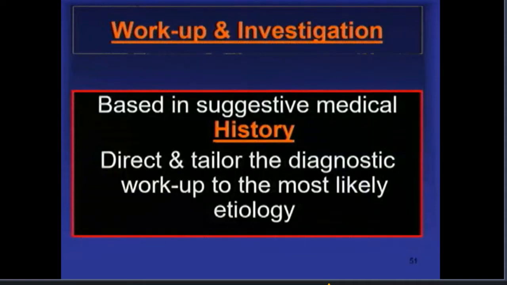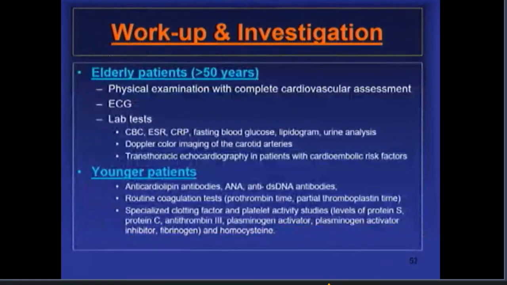So based on the suggestive medical history, direct the diagnostic workup to the most likely cause. The workup usually includes a physical examination with a complete cardiovascular assessment, including ECG and lab tests, as you see here: CBC, ESR, and Doppler color imaging of the carotid, and transthoracic echocardiography will be good for such a patient presenting with central retinal artery occlusion.